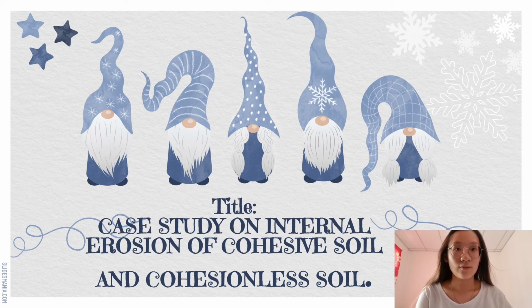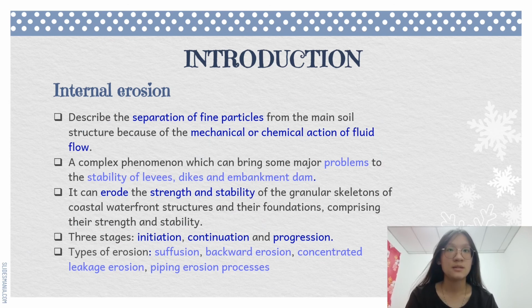The title of our project is Case Study on Internal Erosion of Cohesive Soil and Cohesionless Soil. First of all, internal erosion is used to describe the separation of fine particles from the main soil structure because of the mechanical or chemical action of fluid flow. It is a complex phenomenon which can bring some major problems to the stability of levees, dikes, and embankment dams.